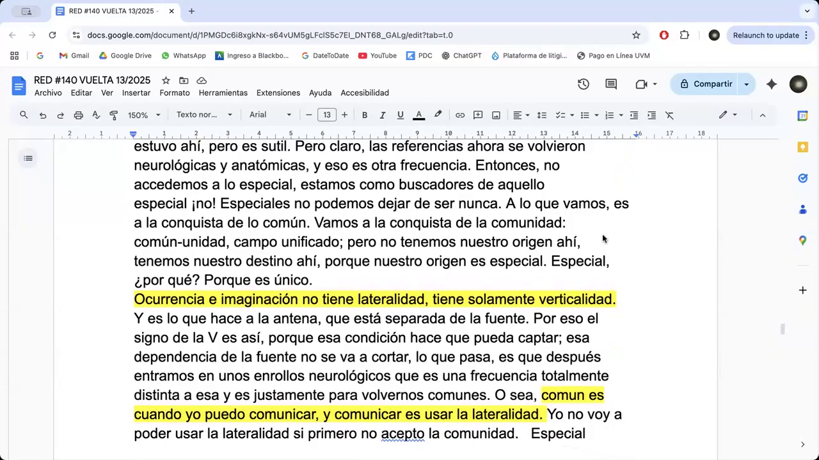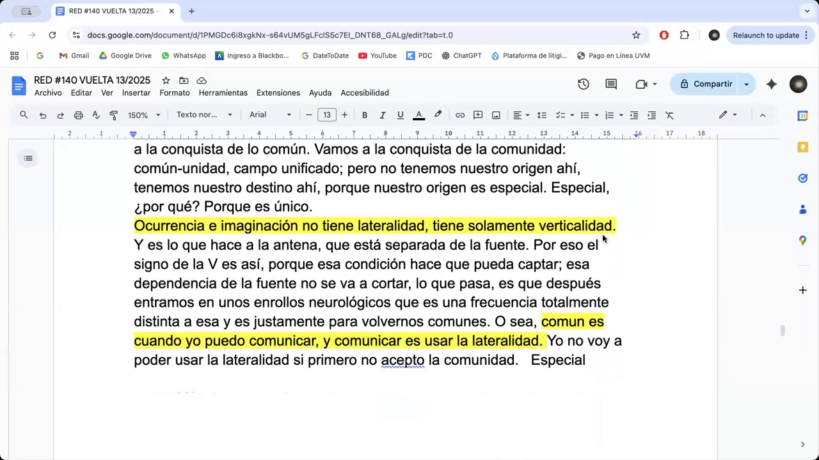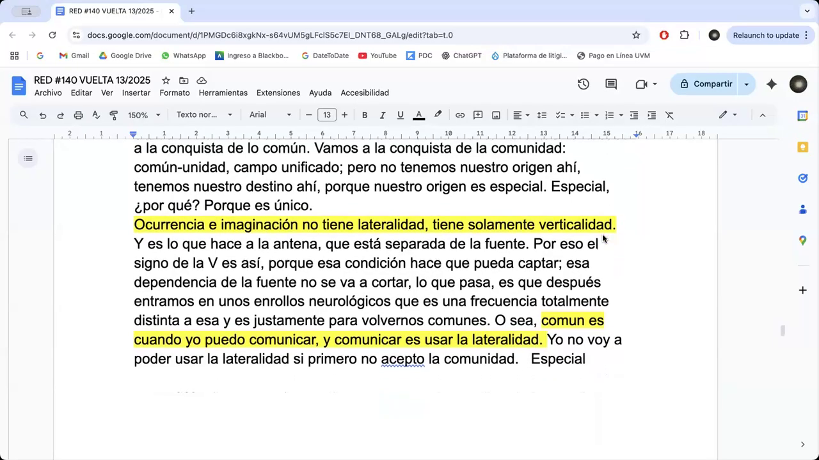So if the references have become neurological and anatomic, that's another frequency. So we're not going to be able to access what is special. We're going to be looking for what is special, but we're never going to be special. So if we are special in origin, what are we going to be going after? We're going to be after what's common. We're going to be looking for the conquest of the community. Community, unified field. But our origin is not there. Our destiny is there, our destination is there.